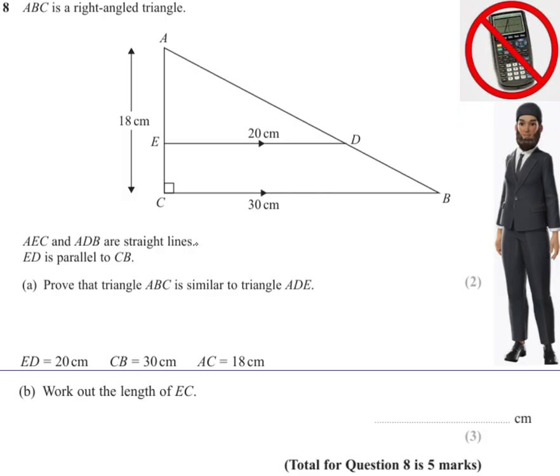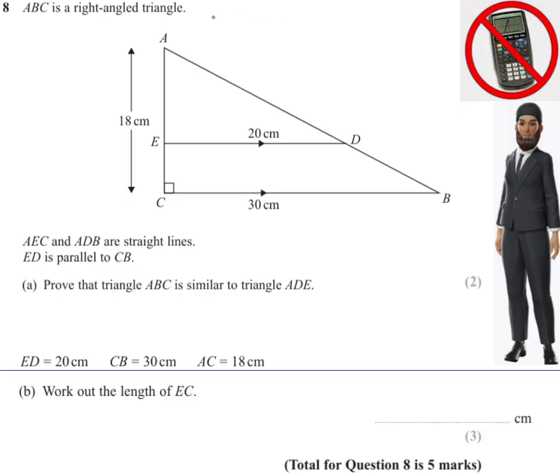ABC is a right angle triangle. It says AEC and ADB are straight lines. ED is parallel to CB. Prove that triangle ABC is similar to triangle ADE. Now, first and foremost, what we're going to do is recognize that ABC is the larger triangle and ADE over there is the smaller one.